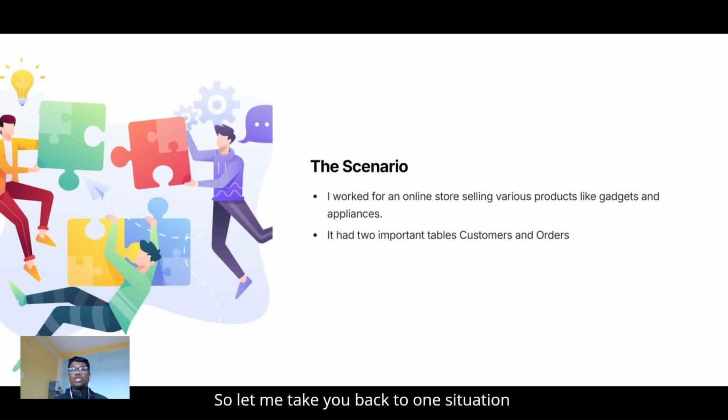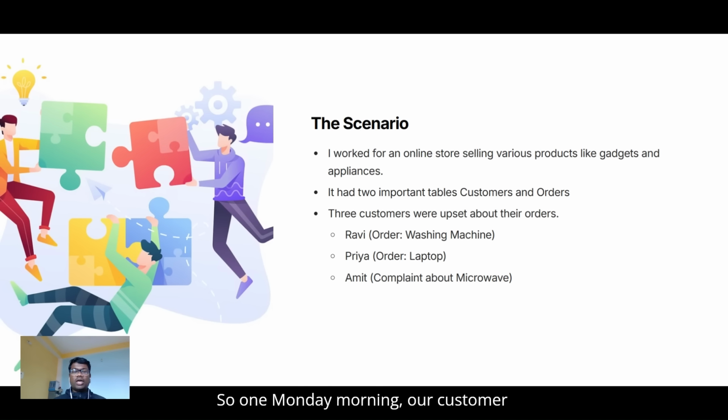So let me take you back to one situation in the office. One Monday morning, our customer support team started receiving calls from angry customers. Let me introduce you to some of the customers. The first customer was Ravi. Ravi had ordered a washing machine, but it hadn't arrived yet. The second customer was Priya. Priya had ordered a laptop, but it was lost in the system. She was calling the customer team to find out where her laptop was. The third customer was Amit. Amit was complaining about a faulty microwave that he had received. The sales team was looking to track down these customers and their orders.